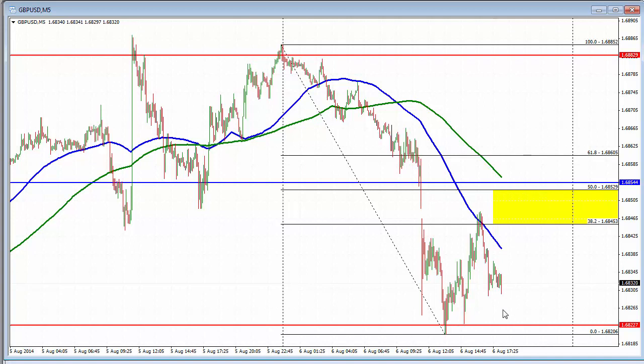So we know the potential reward. We know what we need to get below on the downside, including the 26 level. We've defined our risk area up here. Let's see what the market decides.